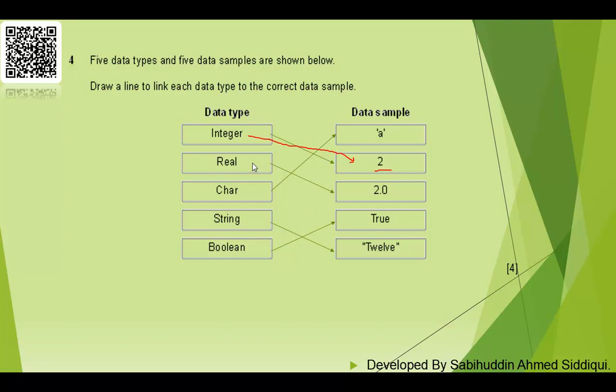Then you have real, that means values which have fractions, which can calculate the percentages or the fraction values, such as the pi value 3.14, something like that. So you can see this is here.